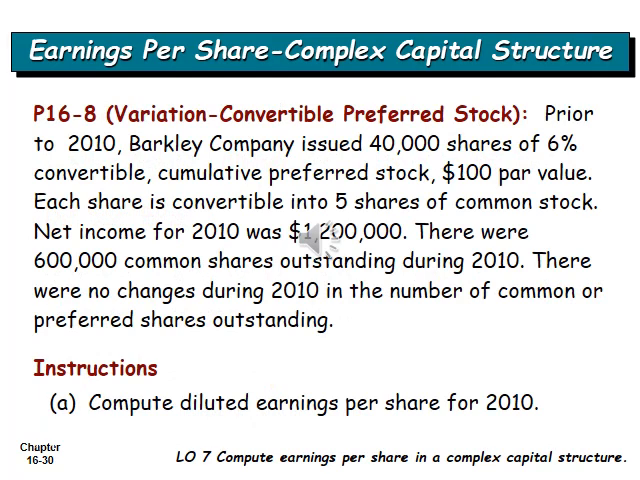Now we have to determine the diluted earning per share in case we have convertible preferred stock. So in this example, the company issued 40,000 shares of 6% convertible cumulative preferred stock, $100 par value. Each share is convertible into 5 shares of common stock. The net income for 2010 is 1,200,000. There were 600,000 common shares outstanding during the year. There was no change during 2010. So in this case, we need to determine the diluted earning per share.